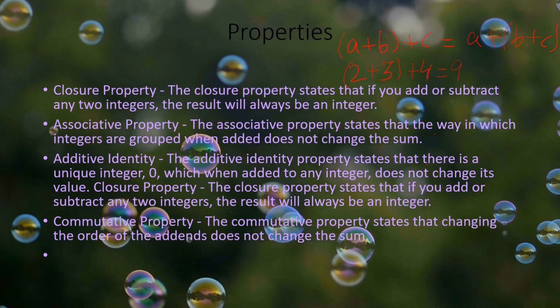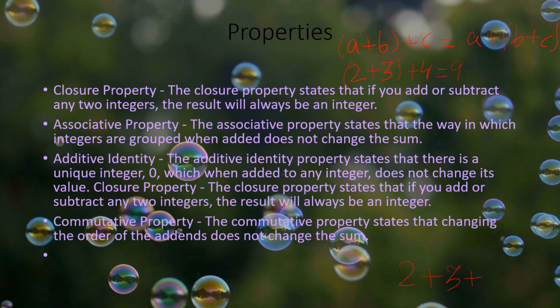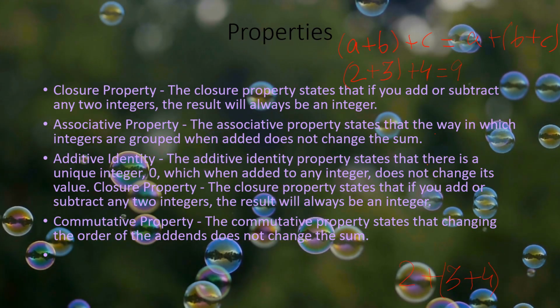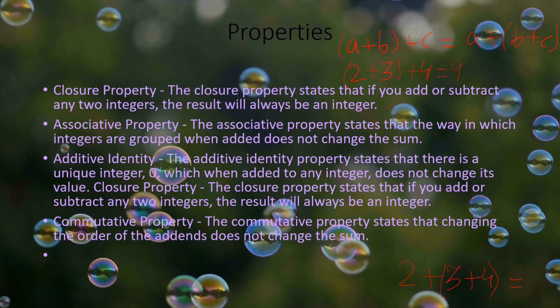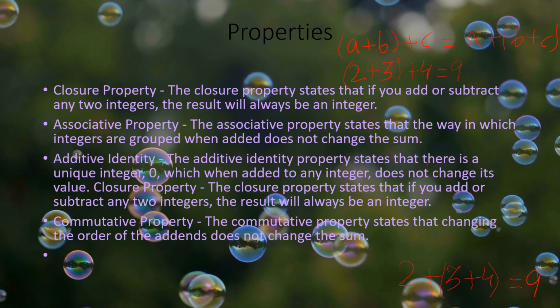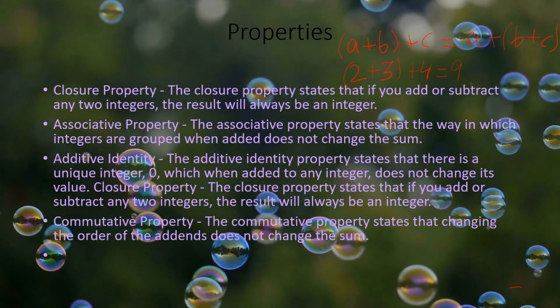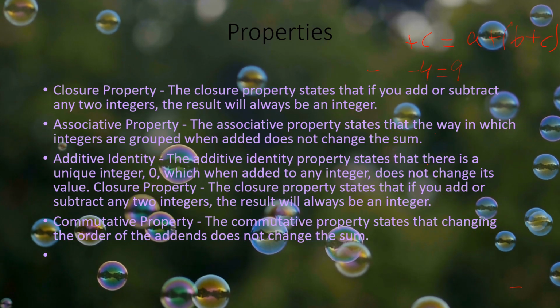But what if we do 2 plus (3 plus 4), and first we add 3 plus 4? So it is 7 plus 2, which is 9. As you can see, both of the results are the same, demonstrating that addition is associative.